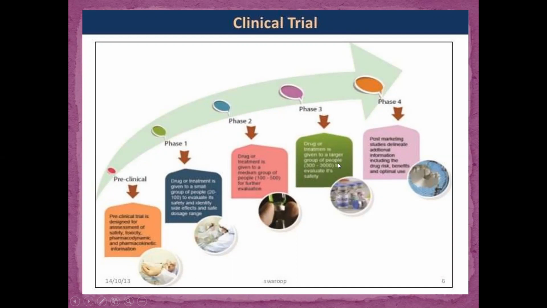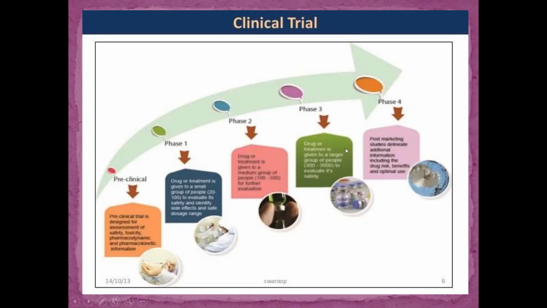Phase 3 is mainly a comparative study. They see more of the effectiveness. Up to here, more of the safety and pharmacokinetic parameters evaluation is done. And in part of phase 2 and phase 3, the efficacy parameters are given more weightage. And they also use another drug which is already in the market and compare. So phase 3 is more of comparative studies.